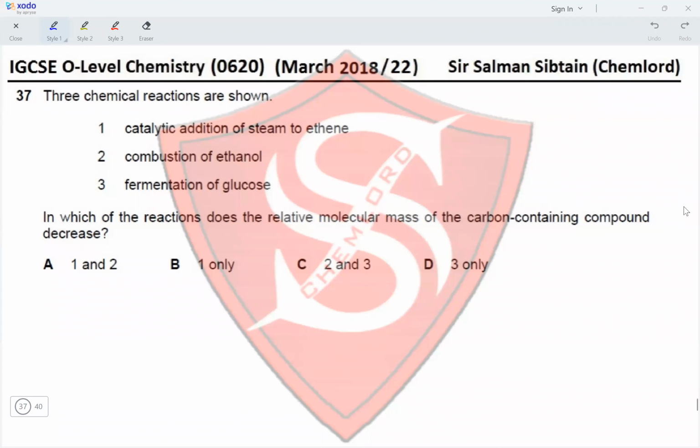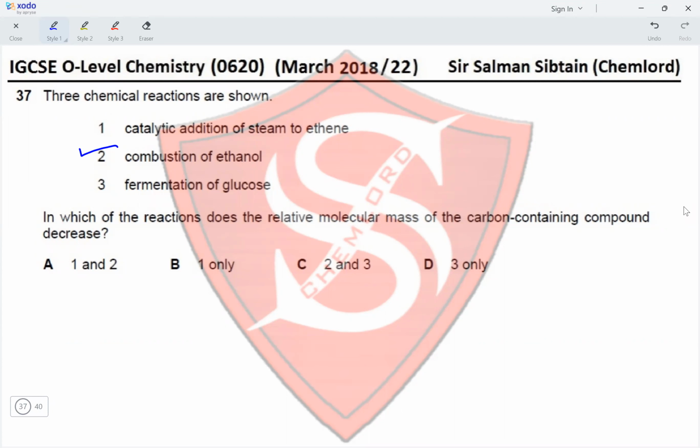Combustion of ethanol. So when ethanol is combusted, carbon dioxide and water are produced. So the MR of the carbon containing compound would decrease, ethanol would have a greater MR than carbon dioxide. So this reaction has a decrease in MR.